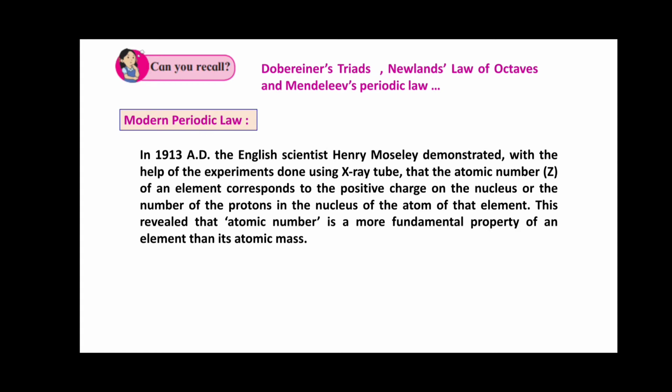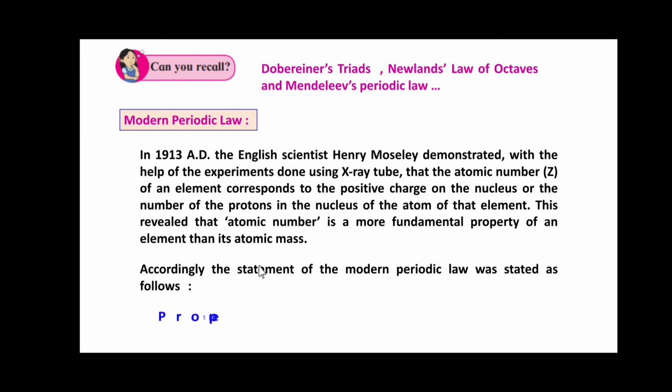Accordingly, the statement of the modern periodic law was stated like this: the properties of the elements are the periodic functions of their atomic numbers. So, this is the modern periodic law: properties of the elements are periodic functions of their atomic numbers.